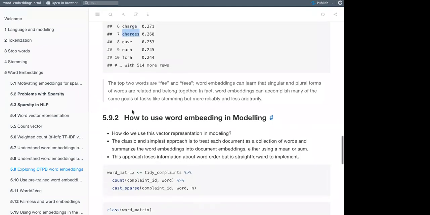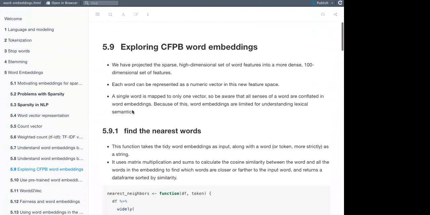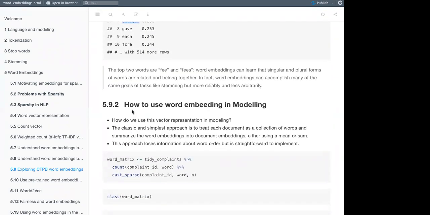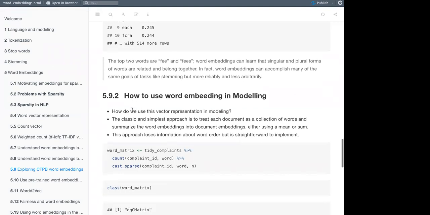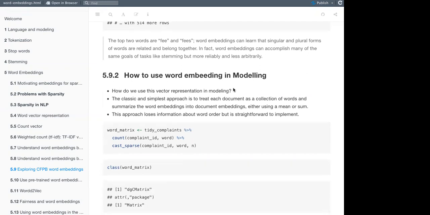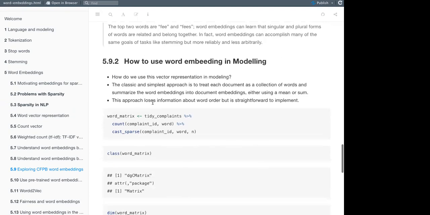Okay. So that's how we explore word embeddings. But how can we use them in modeling? If you want to do sentiment analysis, or regression, how do we use this vector representation in modeling? The classic and simplest approach is to treat each document as a collection of words and summarize the word embeddings into a document embedding, either using mean or sum. So this is how we can do it.